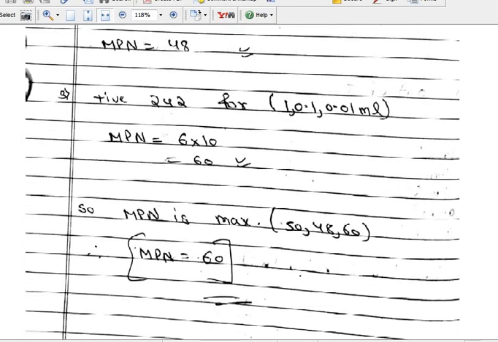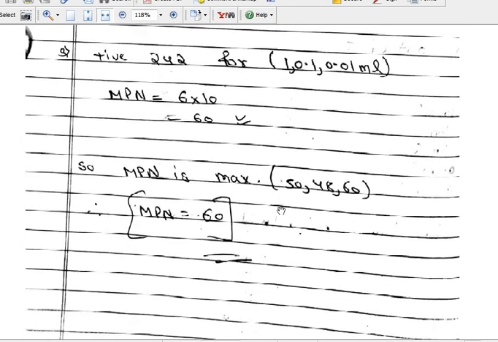Now we have got 3 different values of ambient for the 3 different combinations. One we have got 50, another we have got 48, another we have got 60. So now you will take the highest of these. So what is the highest or maximum value here? 60. So your ambient is 60, meaning most probable number is 60, because here we are talking about probability. So that is why we consider the higher value to avoid any kind of risk, because a single pathogenic microorganism in water is sufficient enough to make you sick. So that is why ambient is taken as 60.